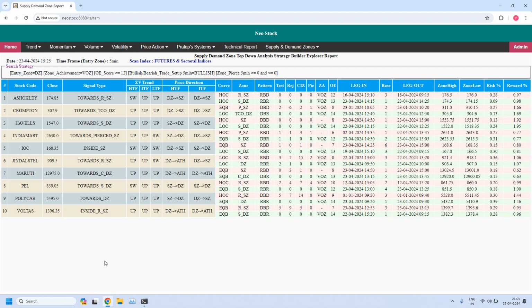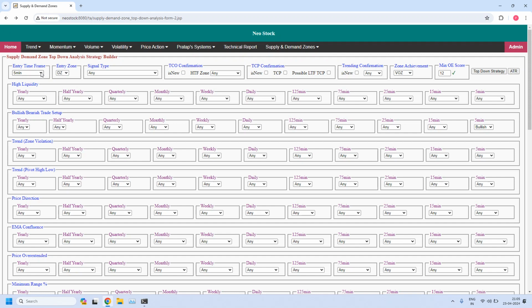Okay, now let us generate a bearish trade setup for hourly income trade, that is for short orders. So I am going back. For hourly income trade, entry time frame is 5 minutes. For bearish trade setup, entry zone should be supply zone. And also in this parameter bullish bearish trade setup, 5 minutes time frame, I am selecting bearish. Remaining filters are same as what we set earlier. That is pierced count 0, zone achievement is VOZ, and minimum odd enhancer score is 12.